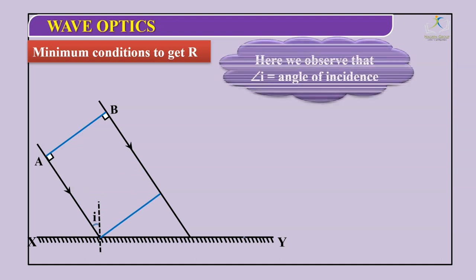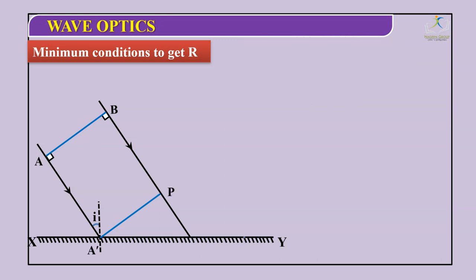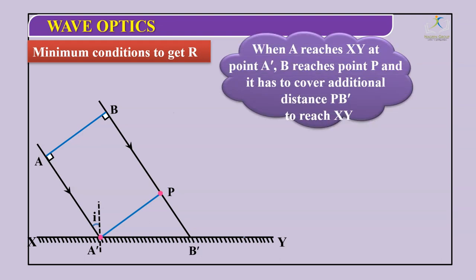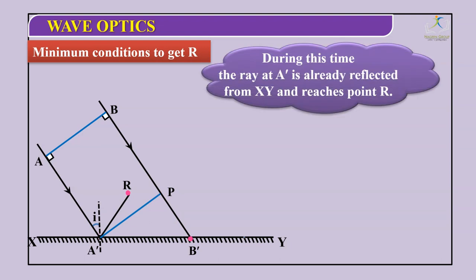This is the incident angle. So here we observe the angle I is the incident angle, which A prime B prime makes. When A reaches point XY, A prime B reaches point P and it needs an additional distance PB prime to reach XY. During this time, the ray at A prime is already reflected from XY and reaches the point R.